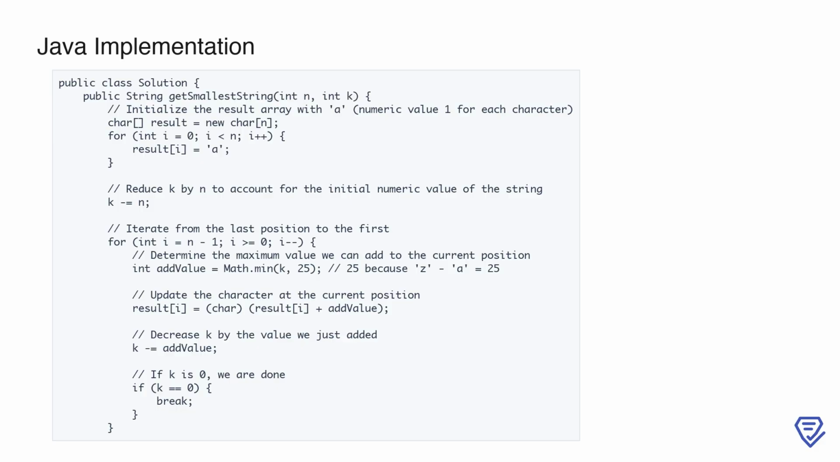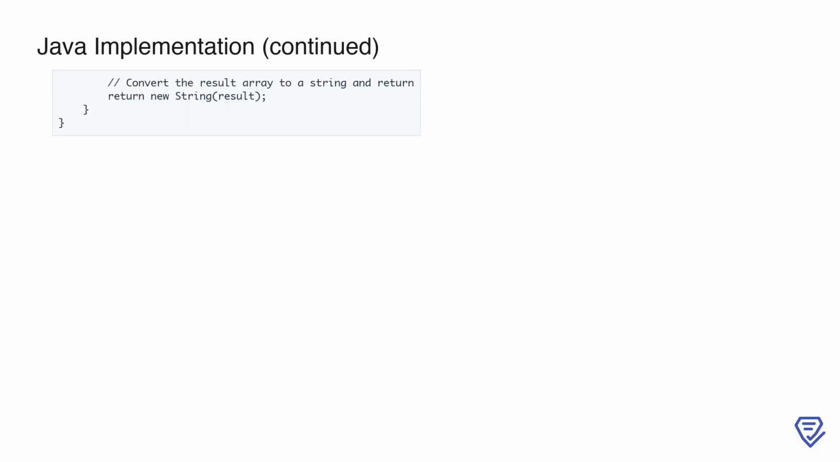Next, we use a loop that starts from the end of the array and moves toward the beginning. For each position, we calculate the maximum value we can add to the current character without exceeding k. This is done using Math.min(k, 25), since the difference between z and a is 25. We then update the character at the current position using this value and reduce k by the same amount. If k becomes 0, we know the string is complete, and we can exit the loop early. Finally, once the loop is done, we convert the result character array into a string and return it. This ensures that we produce the lexicographically smallest string that satisfies the given constraints.